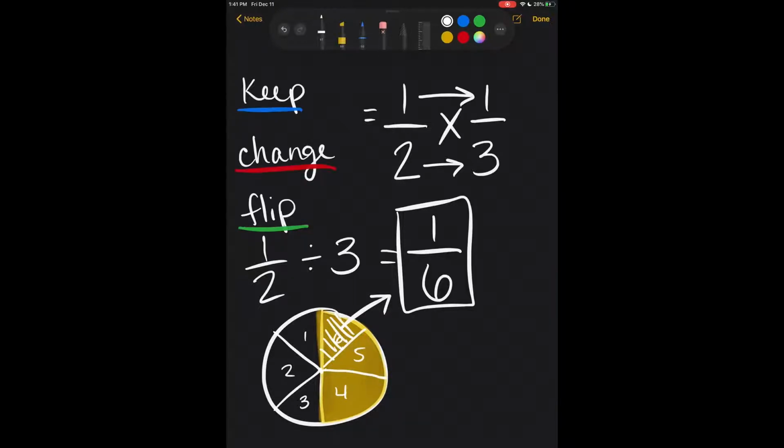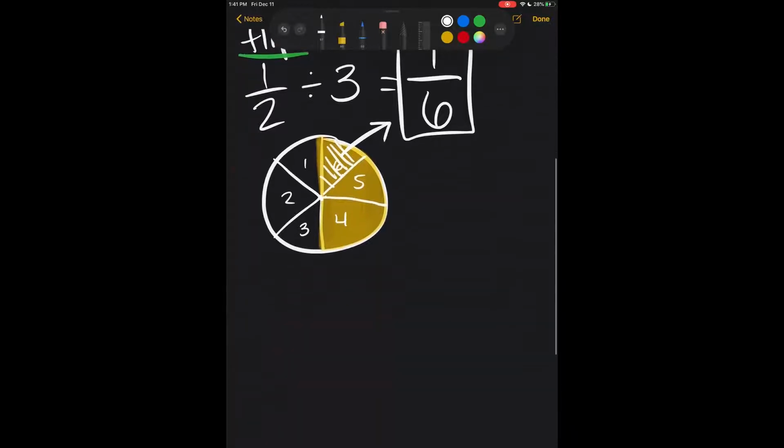So that is what we do when we have division problems, is we have to remember to keep, change, flip. So we make sure to add a 1 under our whole number, wherever it is, and we flip the second number. So we keep the first number, flip the second number, change our division to multiplication.